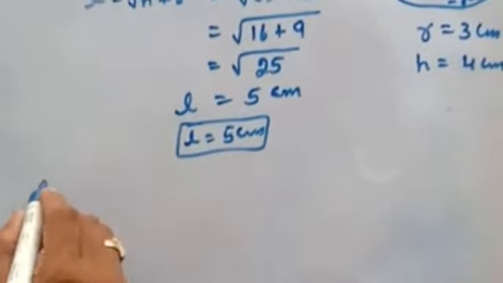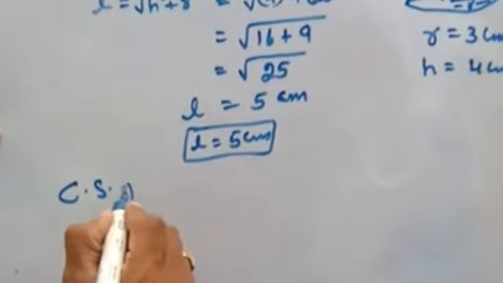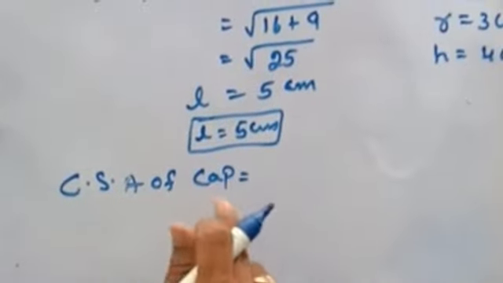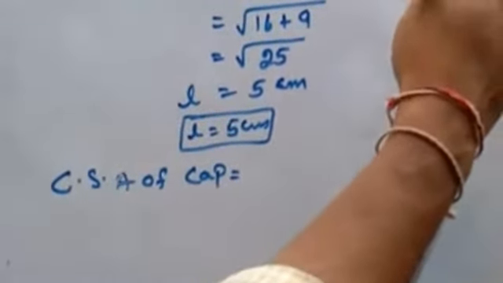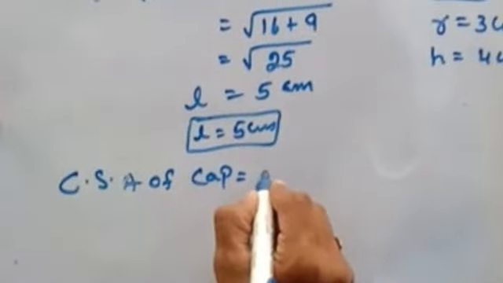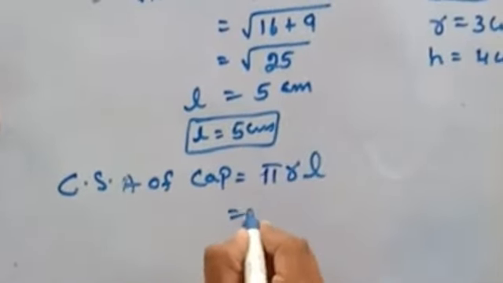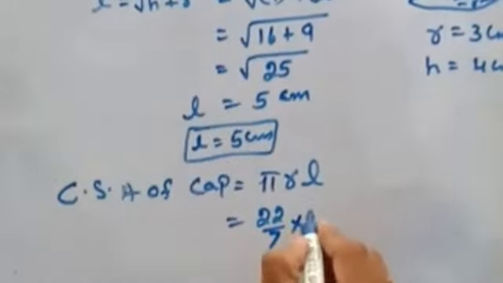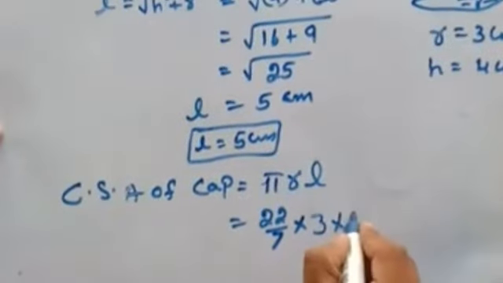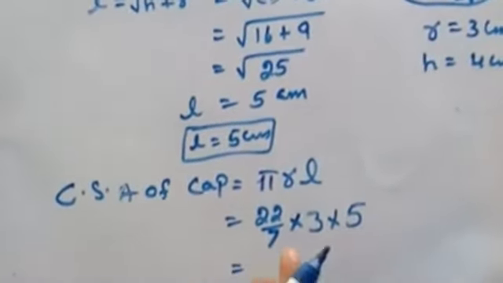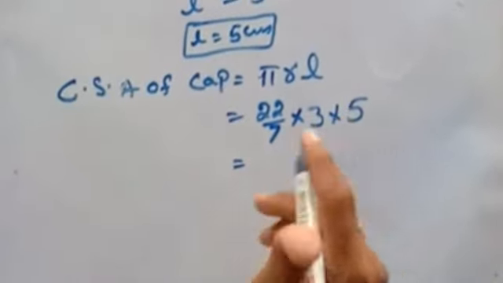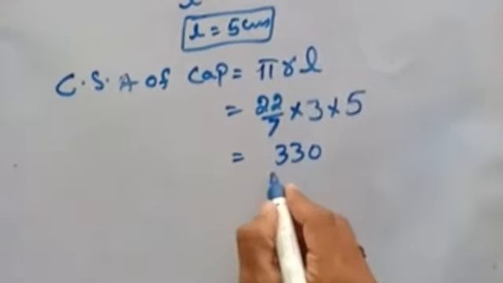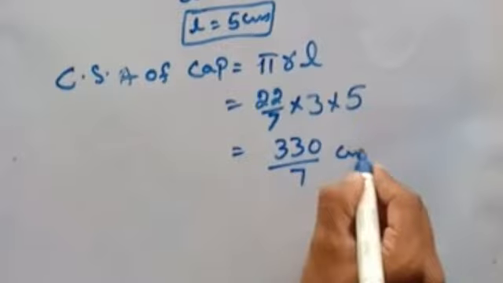Next we find the CSA of the cap. The cap is in the shape of a cone, that means CSA of cap is pi r l, that is equal to 22 by 7 into r value 3 into l value 5, that is 22 into 3 into 5. We can multiply 22 into 3 into 5, which means 330 by 7 centimeters square.